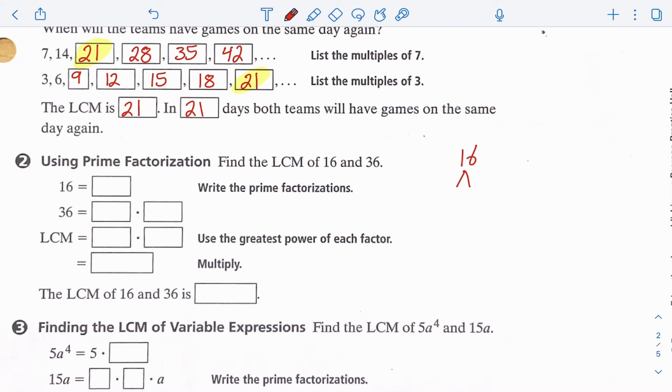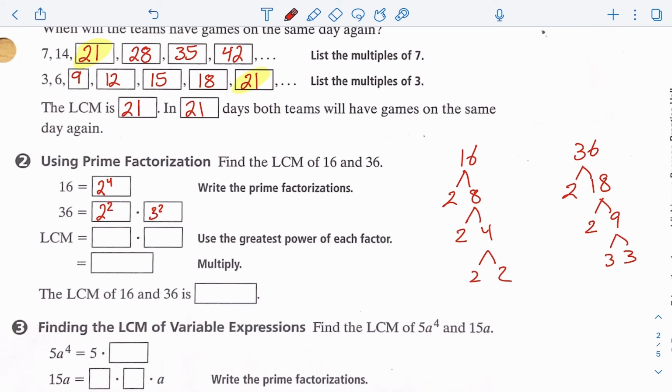So step 1 for finding the LCM between 16 and 36 using prime factors, we're going to make some trees. So we have 16, which can be broken into 2 and 8. 8 is 2 and 4. 4 is 2 and 2. Okay, and then we have 36, which can be 2 and 18. 18 is 2 and 9, and 9 is 3 and 3. So if we write 16 with prime factors, we have 2 to the 4th power. If we look at 36, we have 2 to the 2nd and 3 to the 2nd, right? To get 2, 2, 3, and 3.